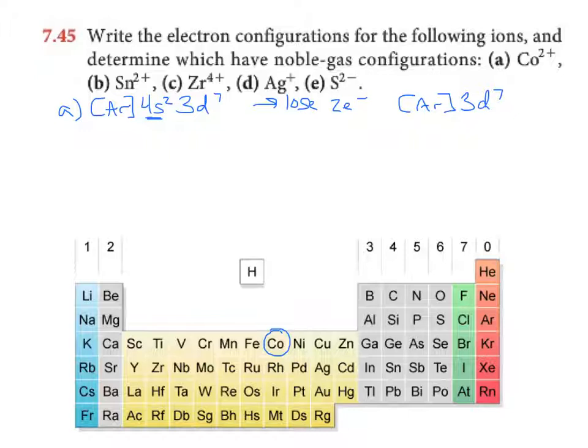Okay, let's move on to tin. So here's tin. What noble gas can I use for that? Okay, and if I was just writing out the normal full electron configuration, after krypton I would write what? 5s2, then I'd go 4d10, and then I'd go all the way over to 5p2, okay? But how did it get to be tin 2+?